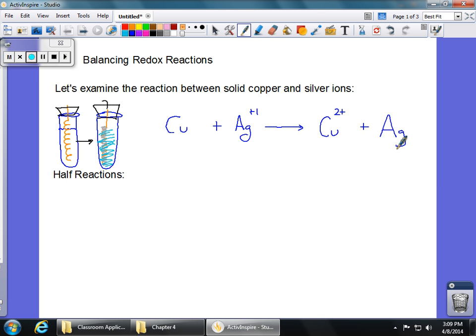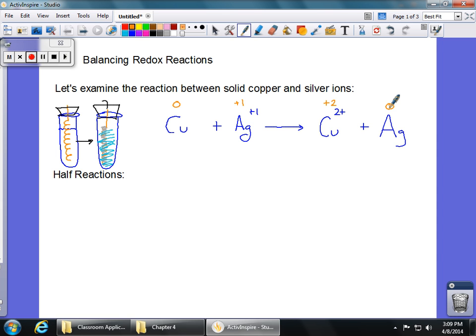The first thing we always have to do is assign our oxidation numbers. So to assign the oxidation numbers in this reaction, copper, because it's an elemental form, would be 0. The silver would be a +1 oxidation state. The copper ion would be a +2 oxidation state, and our elemental silver is back to being 0. Once you've assigned those oxidation states, we will then do half reactions.